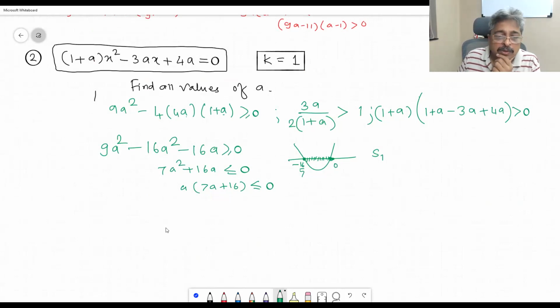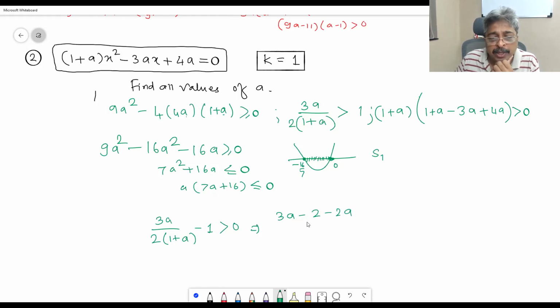What is this? 3a into 1 plus a upon 1 plus a bracket square. No, first we have to do 3a upon 2 into 1 plus a minus 1 should be greater than 0. That makes it 3a minus 2 minus 2a upon 2 into 1 plus a should be greater than 0. That makes it a minus 2 upon 2 into a plus 1 should be greater than 0.